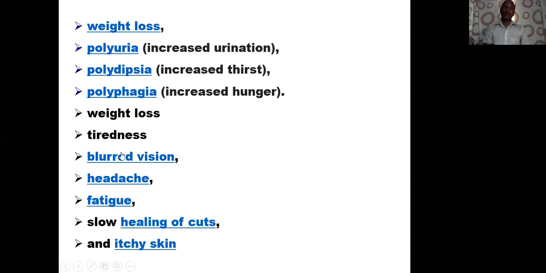You have blurred vision, and that is because glucose is transported in and changes the shape of the lenses. Then headache, fatigue, slow healing of cuts, and itchy skin. So these are the signs and symptoms of diabetes mellitus, type 2 diabetes or type 1 diabetes: weight loss, polyuria, polydipsia, polyphagia, tiredness, blurred vision, headache, fatigue, slow healing of cuts, and itchy skin.